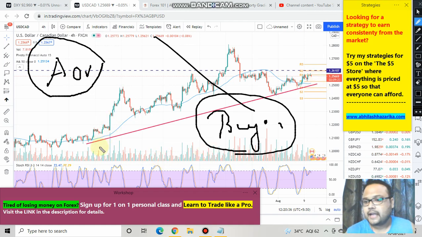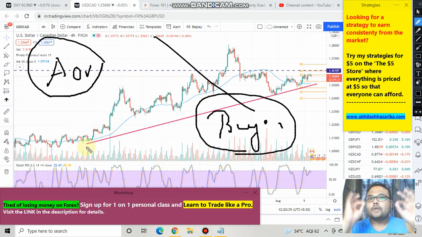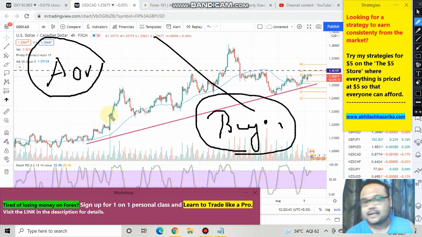And you can see that I have drawn a trend line here, which is acting as a dynamic support for the market. As you can clearly see here, whenever price is coming down, the market is getting support from this trend line.